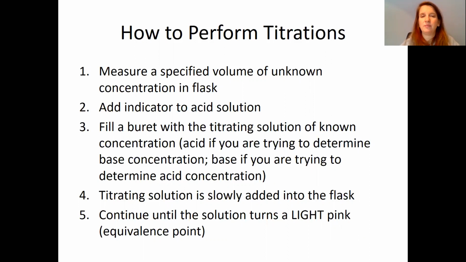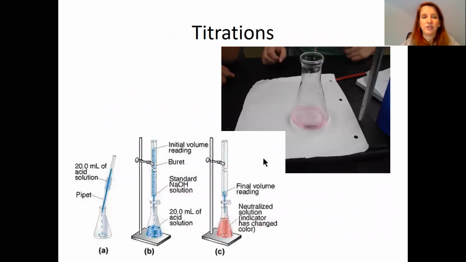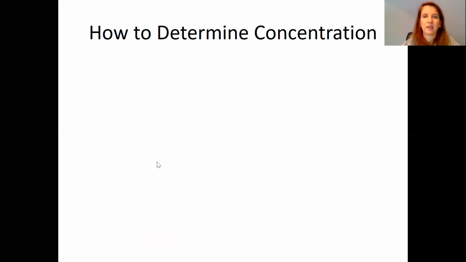It says light pink here because in the picture it was using phenolphthalein. The color change will depend on which indicator is being used. So in this case, you can see that some acid was in the flask down here, base was in the burette, and the color change is indicating when the endpoint has been reached, when the pH change has happened. We want the faintest color change possible because we don't want to over titrate. We don't want to add too much because then our calculated molarity will be off.